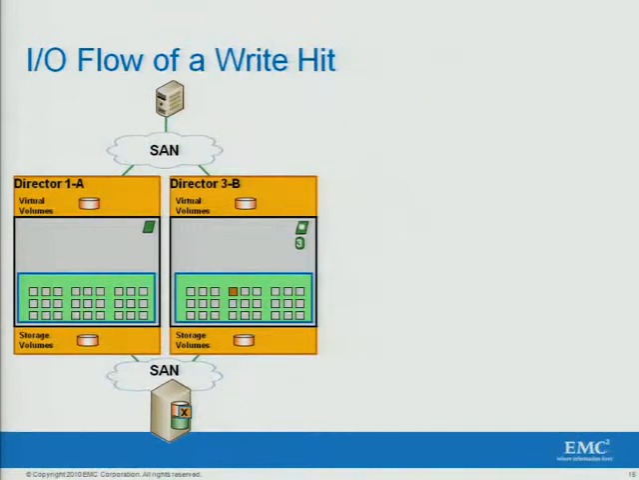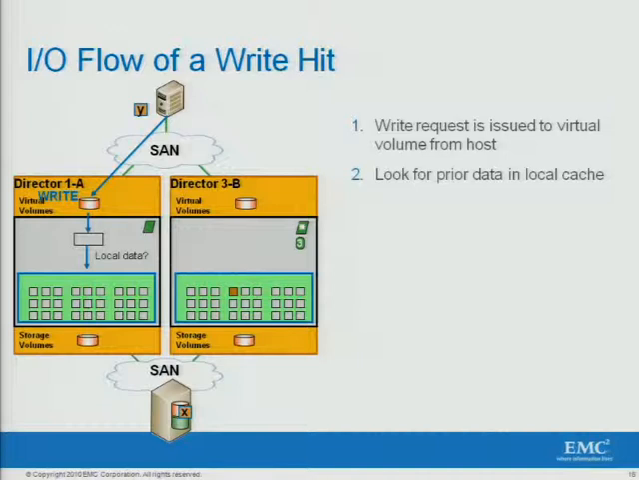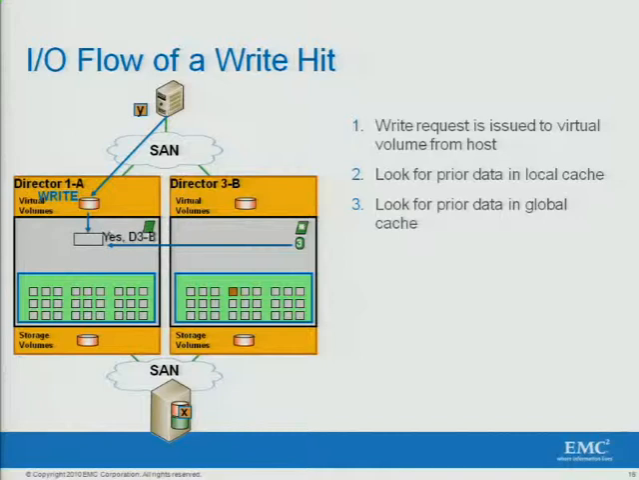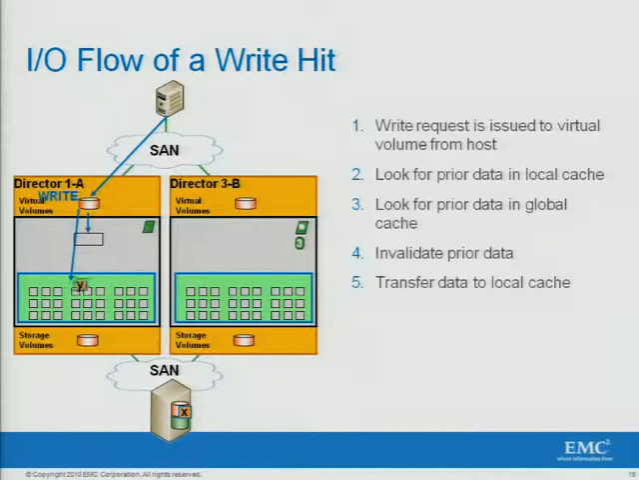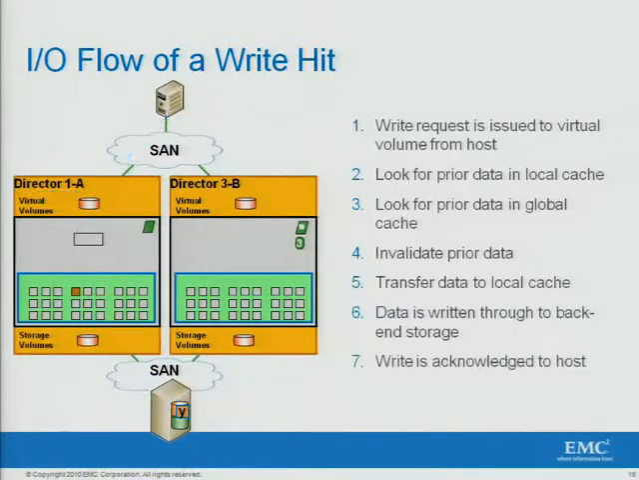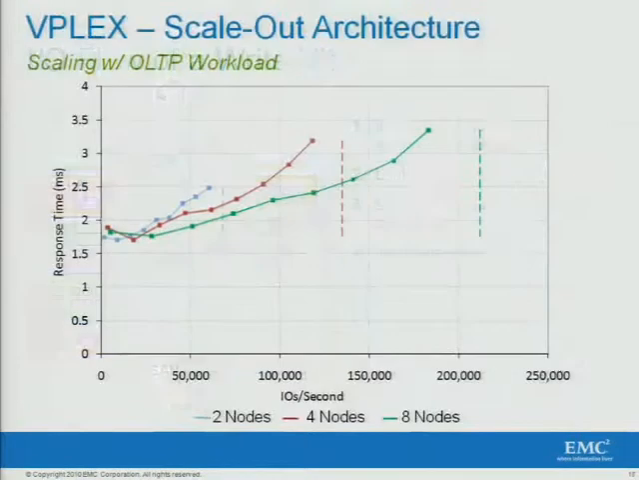Another example is a write hit. So let's say that you want to issue a write. The write comes down and says, hey, look, do I have that data locally? If I don't, is that data globally available? Okay, great. I'm going to invalidate that prior one because the write cache needs to always be the current write data, right? So I need to update it wherever it is. I should store it locally because it's likely that I'm going to have to do this query again in the future. And then I'm going to actually write it to the SAN and be done.